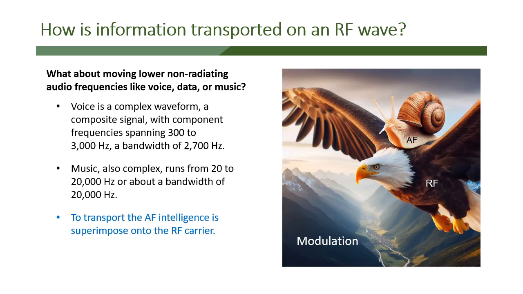So then to transport the low frequency audio frequency intelligence that can't radiate, we need to superimpose it onto an RF carrier. Or to put it very simply, we're going to put a snail on top of an eagle, and the eagle is going to get that snail from point A to point B. And we call that process of superimposing the lower frequency intelligence onto the carrier wave modulation.